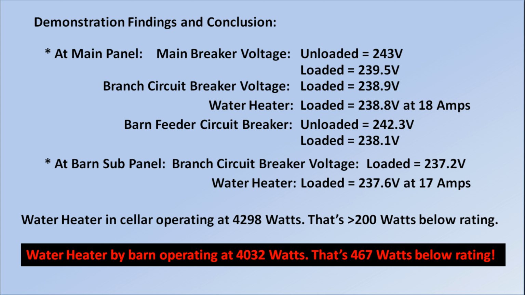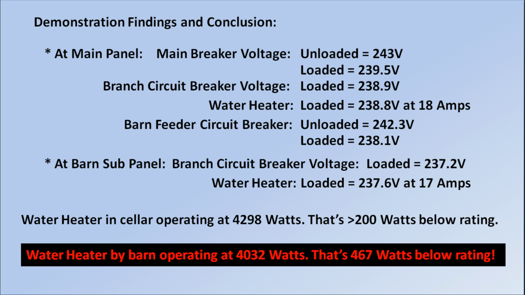With the heater hooked up in the cellar, we found out the conductors were dissipating over 200 watts. That's a significant waste of energy. But over by the barn, the water heater was operating at 4,032 watts. That's 467 watts below rating. That's more than 10% below the water heater's power rating.